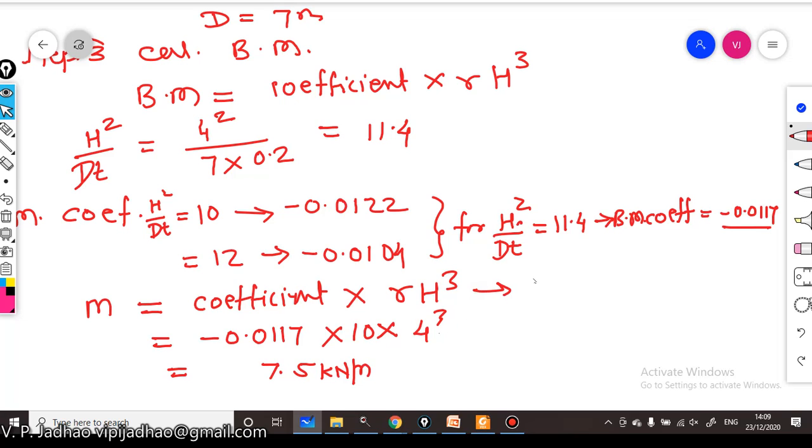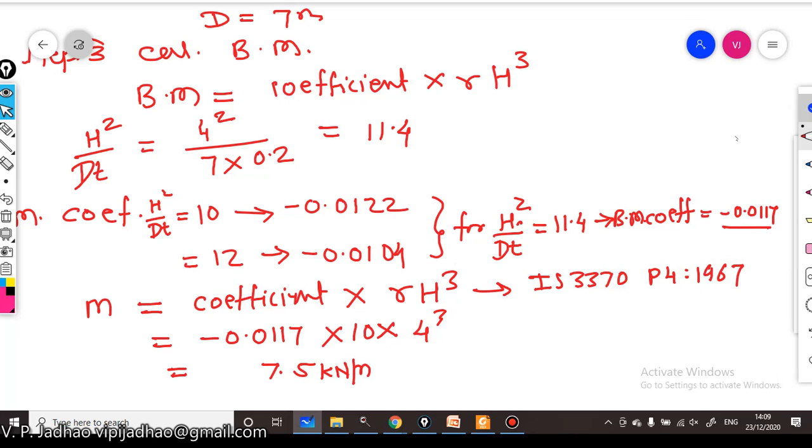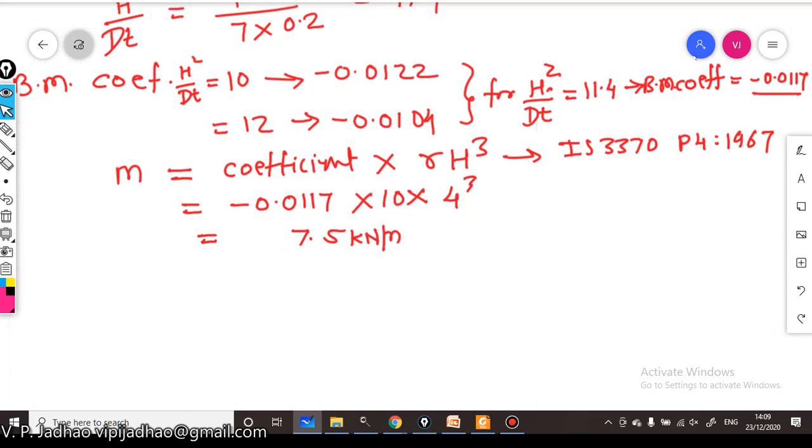This formula is taken from IS 3370 part 4, 1967. So this is how we have to calculate the value of bending moment. Now what we have to do is check whether this thickness we have assumed, that is 200 mm, is sufficient or not.